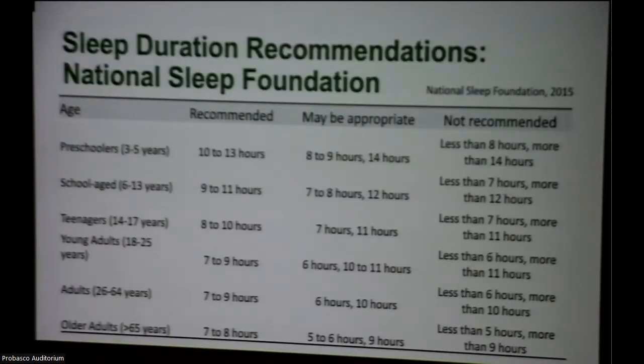These are the typical durations. As you see, the required sleep amounts decrease as we age, but by the age of 18, the amount is pretty much consistent. Maybe the requirements drop a little bit in older adults over the age of 65, to 7 to 8 hours instead of 7 to 9 hours.